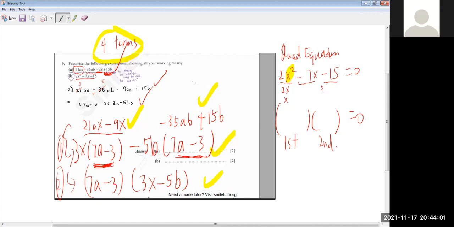5 and then minus 3. You can also test minus 5 and then 3. But ultimately there is only one combination that fits the bill. You can also test minus 1 and 15, or minus 15 and then 1. So out of all these combinations, only one combination can give you minus 7x. Which is the combination?